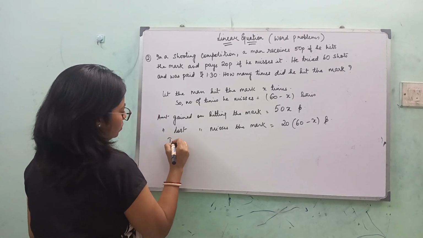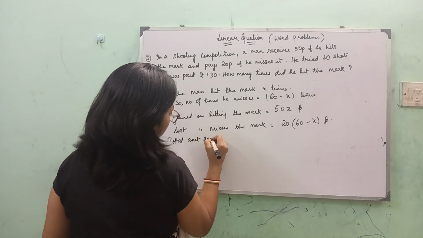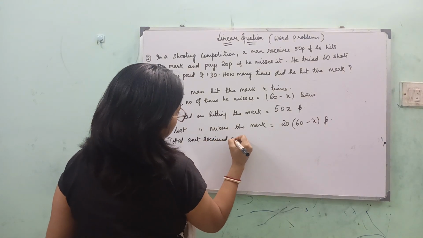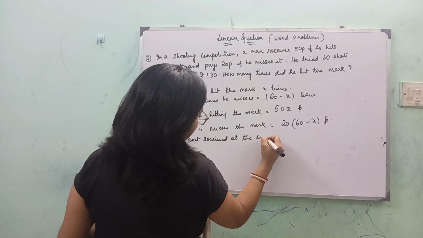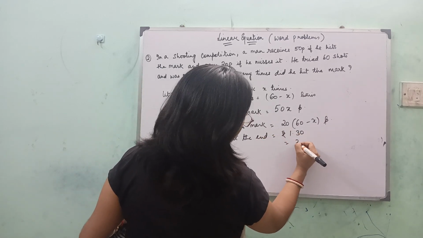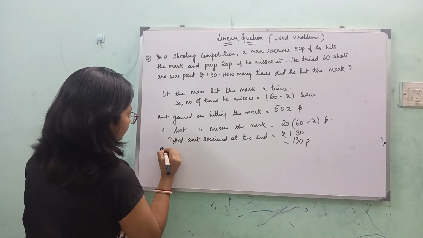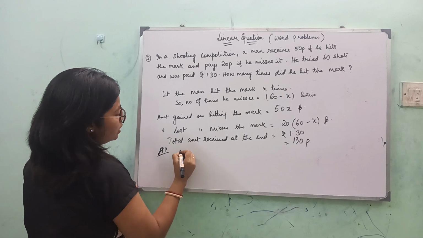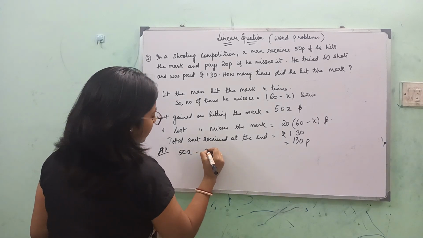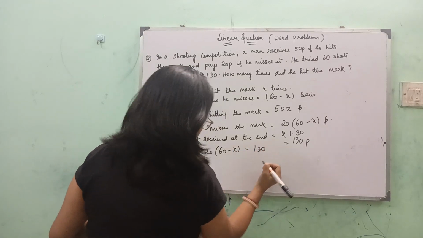Therefore, the total amount received at the end is rupees 1.30, that is equal to 130 paise. So according to the problem, 50x minus 20 into (60 minus x) equals 130.